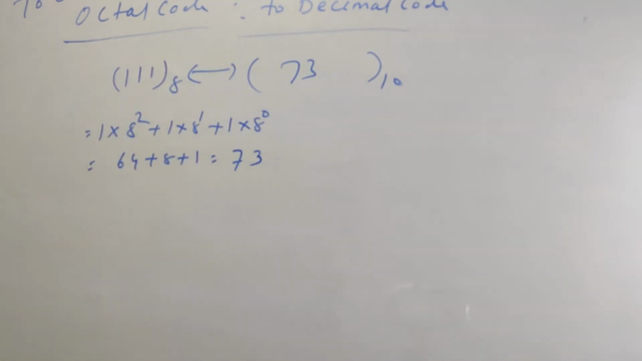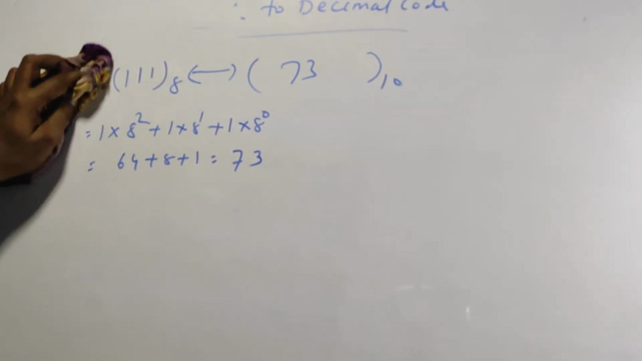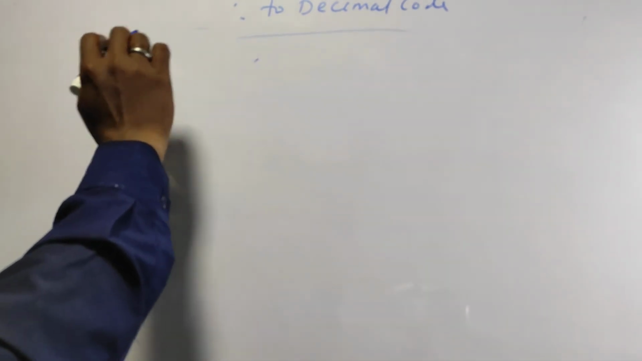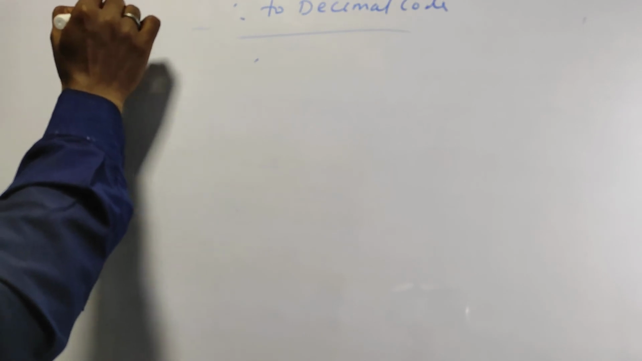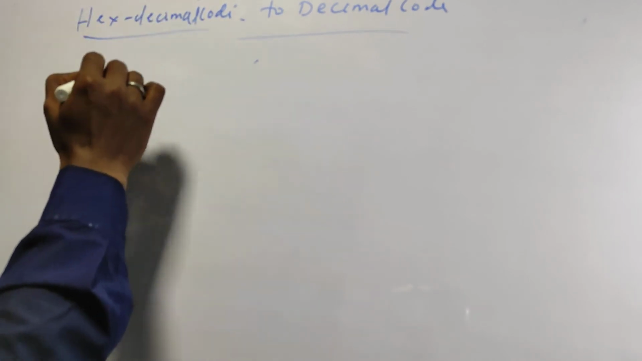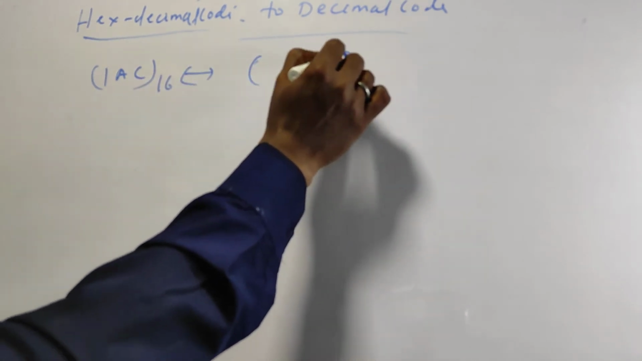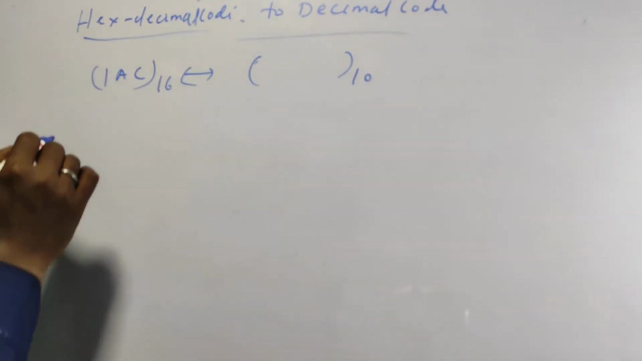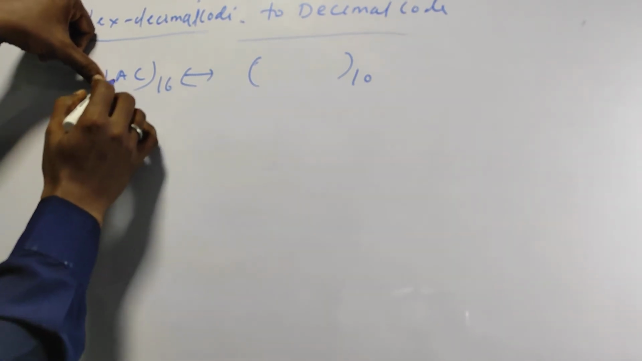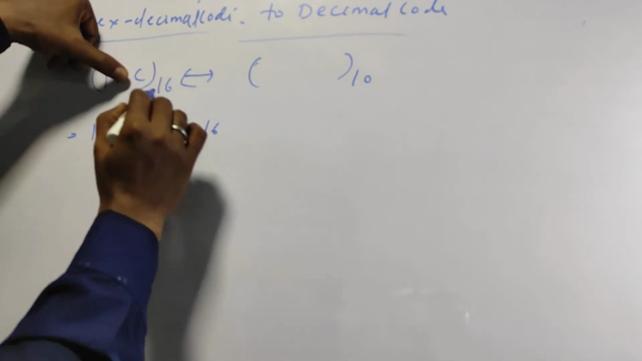Then we use hexadecimal code. To convert hexadecimal to decimal code, the number given is 1 A C. First of all, 1 into the base 16, with 2 digits after it. Then A, with 1 digit after it.